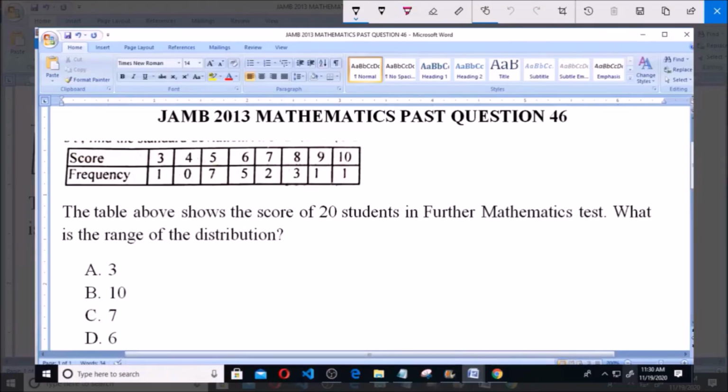I'll be answering JAMB 2013 Mathematics Past Question 46. The table above shows the score of 20 students in a further mathematics test. What is the range of the distribution?